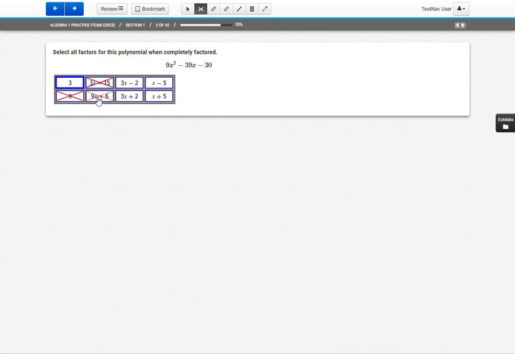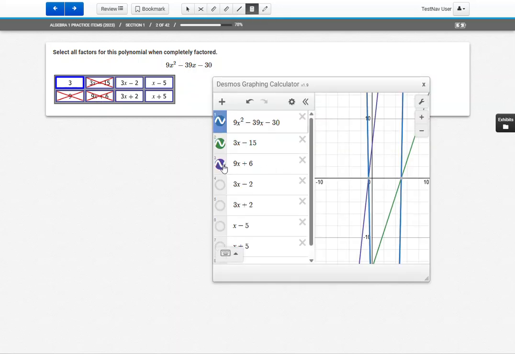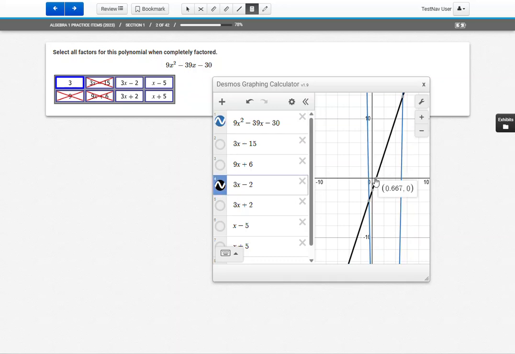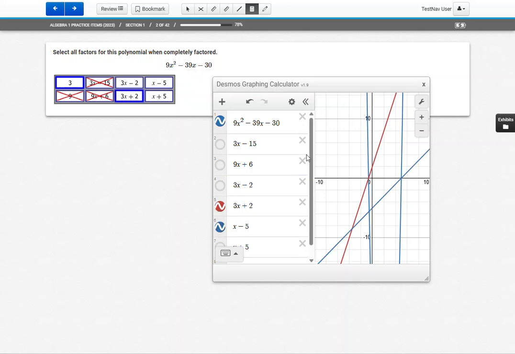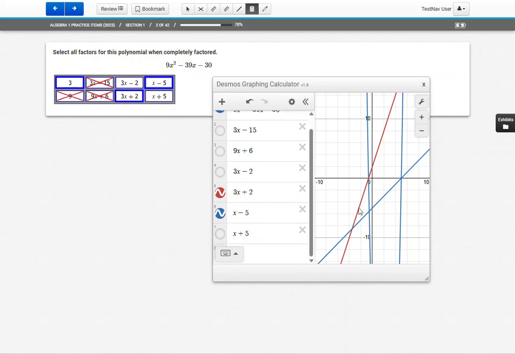Because it has the GCF in it. This one also has a GCF of 3, so I'll take those two out. Now I'll find the remaining ones. You can see that one also looks like a factor, but they're not. This one is not a factor because the x-intercepts don't match. This one is a factor, so I'll pick that one. And then this one is the other factor, x minus 5, and then this one is not. Okay?